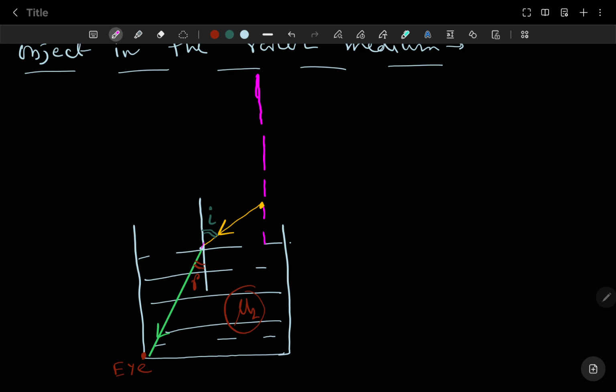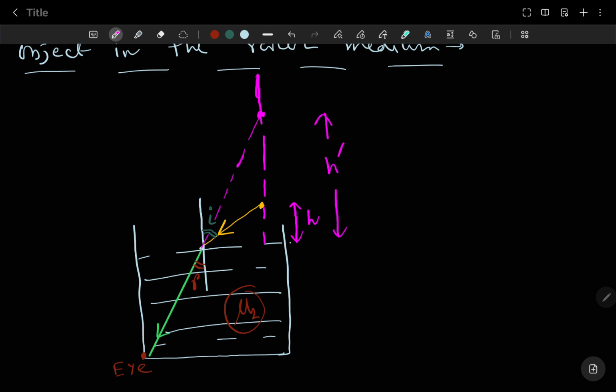See here. Okay, so it seems to the eye that light is coming from this point, rather than this point. So there is a shift, a normal shift here in this case. Okay, so what is it? Suppose this height is h, the actual height, and this one is h dashed, the apparent height.